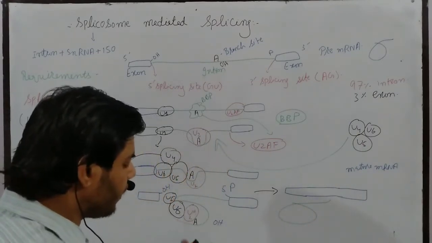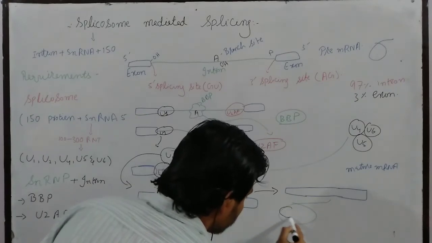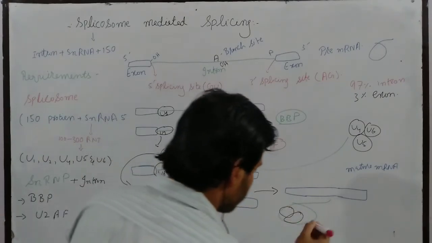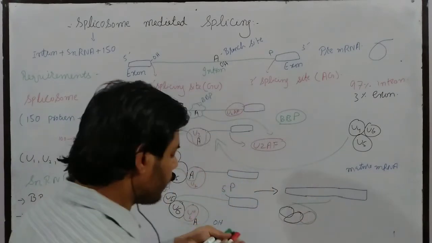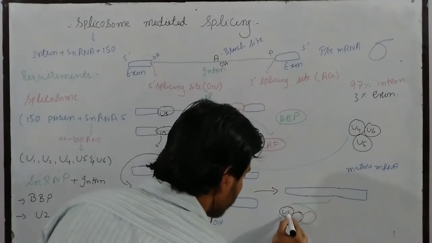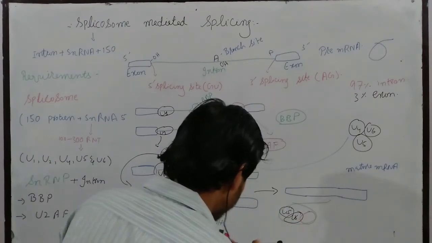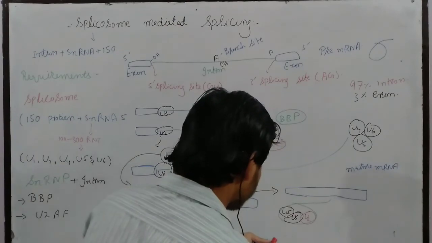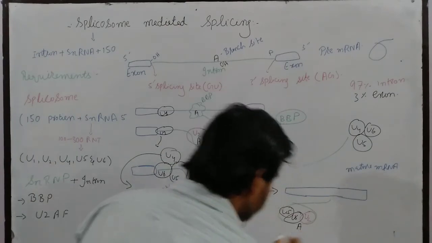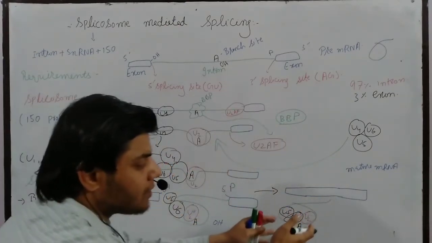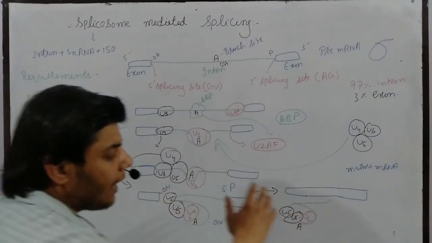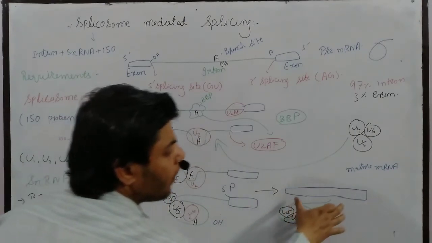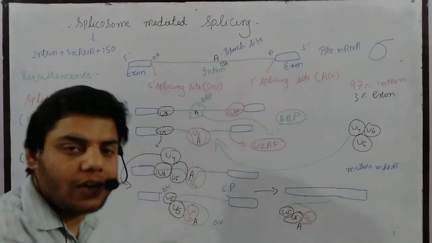So it will be released out, and this is called the spliceosome. Among them we have U5, U6 and U2, and here we also have adenine as well, as you can see. So this is called the spliceosome, and once formed it will be released out. What actually happens is that it should be degraded inside the nucleus.